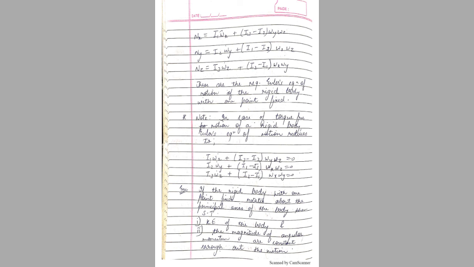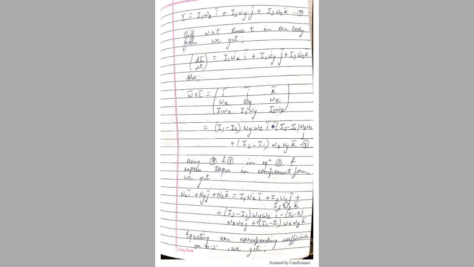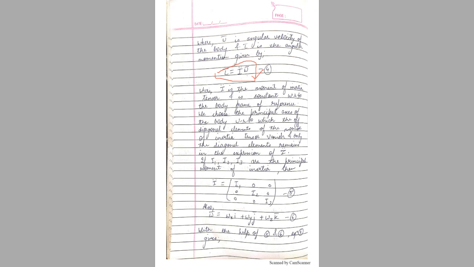But generally, where the motion of the rigid body is not torque free, at that time I am going to consider all the three equations, and these equations are called Euler's equations of rotation of a rigid body with one point fixed. I hope I am clear. In the next lecture, I will complete this chapter, and then we will finally start with unit number 5, which is our last unit.